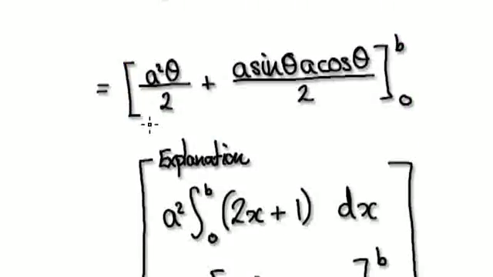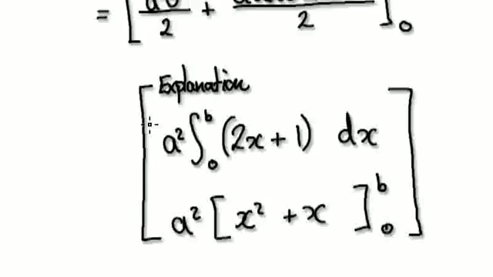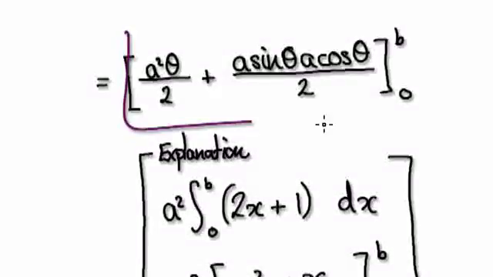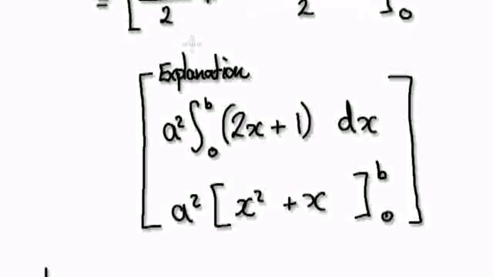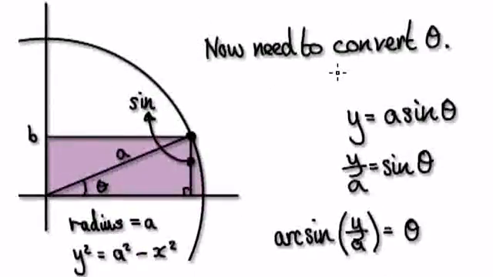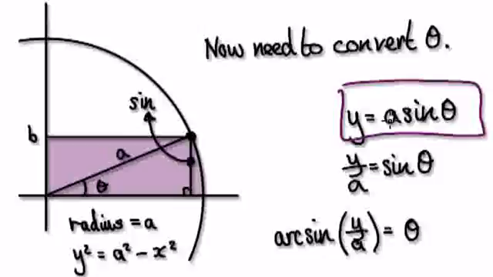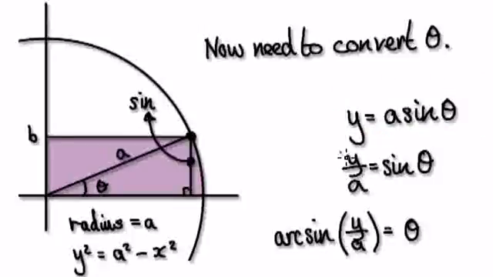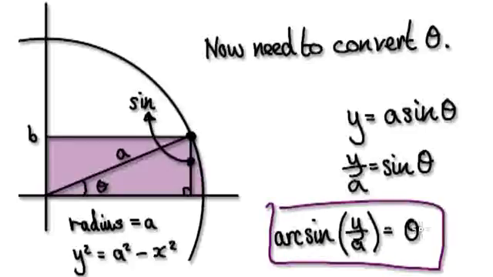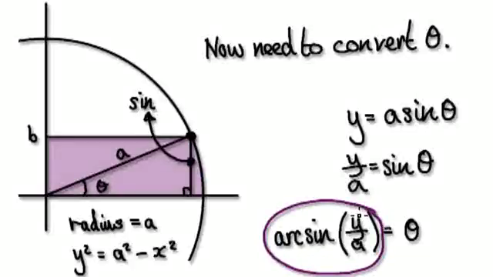Okay, so hang on. We are currently here at the moment. Now we need to convert theta. Remember we said that y equals a sine theta. Divide both sides by a, and that will then give you this. Then take inverse sine of both sides, and that will then give you this. So theta equals this thing here.